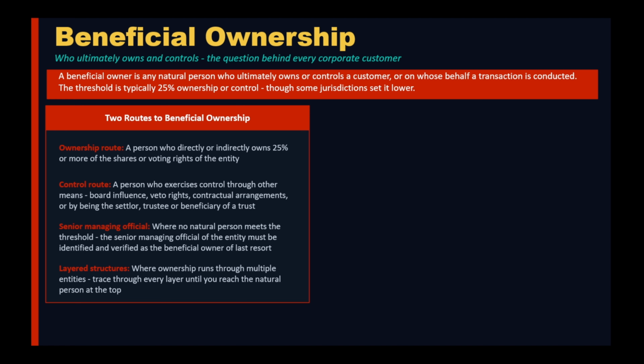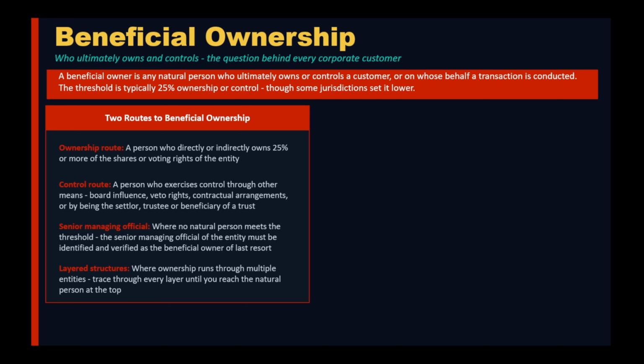Control does not require majority ownership. A person with the power to appoint or remove the majority of the board effectively controls the entity. Senior management officials: where no natural person meets the 25% threshold, either through ownership or control, the senior managing official of the entity must be identified as the beneficial owner of last resort. This is a fallback, not an exemption.